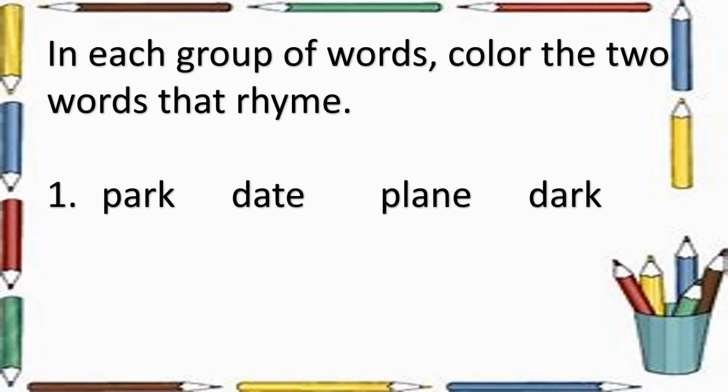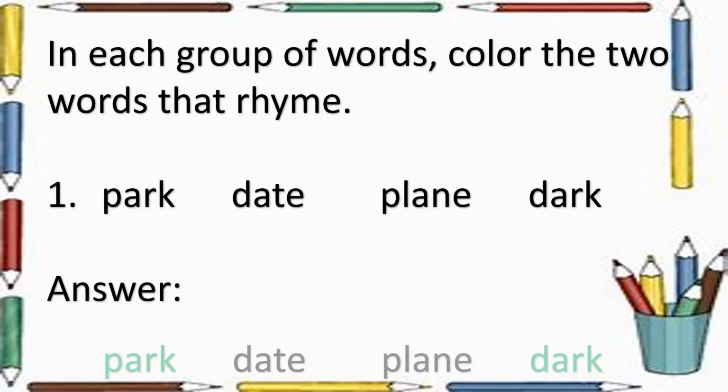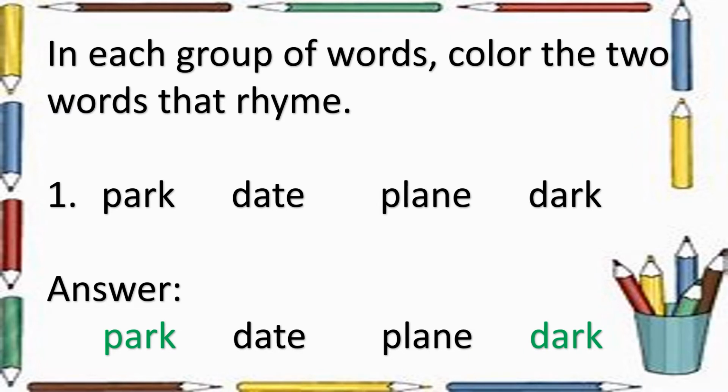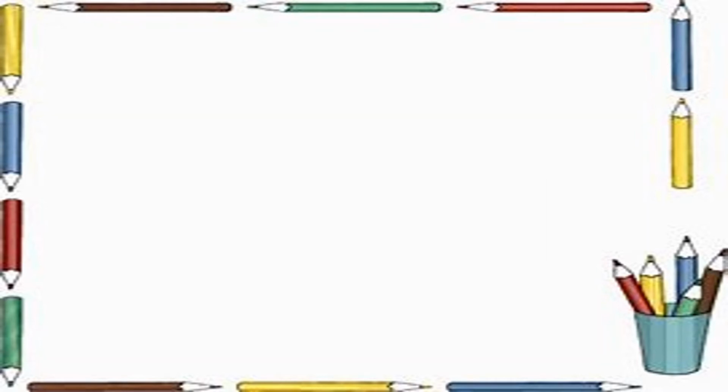So, what's your answer? You are going to color the two words that rhyme. Color in your mind. Your answer there is very good: park and dark. Why do you color these words? Because they have the same or similar ending sound. Park, dark. Therefore, they are rhyming words. Very good. Another.